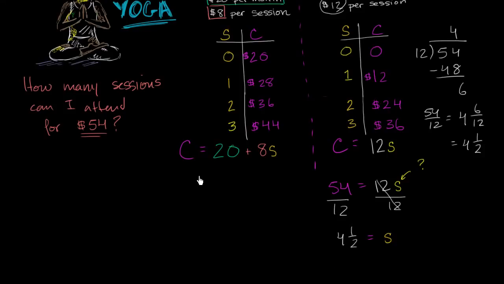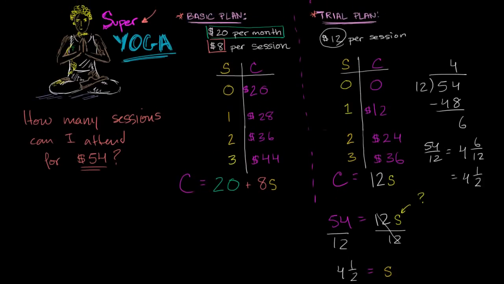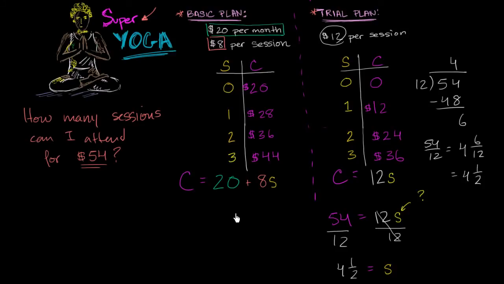Now let's answer the same question for the basic plan. Under the basic plan, how many sessions can I attend for $54? Well, once again, this is going to be our total cost for that month. So we say $54 is equal to 20 plus 8 times the number of sessions.